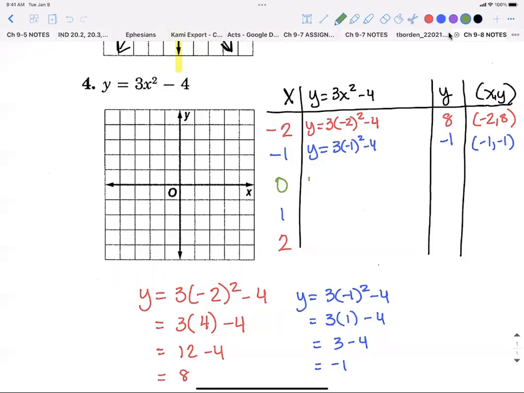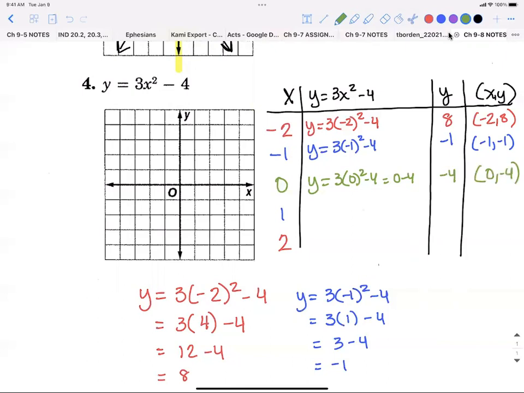Now I'm going to do the 0. 3 times 0 squared minus 4. I think I can do this work up here, because 0 squared is 0 times 3 is 0. So I end up with 0 minus 4. And if you need to do it down, you can. 0 minus 4 is negative 4. So that's the point, 0, negative 4.